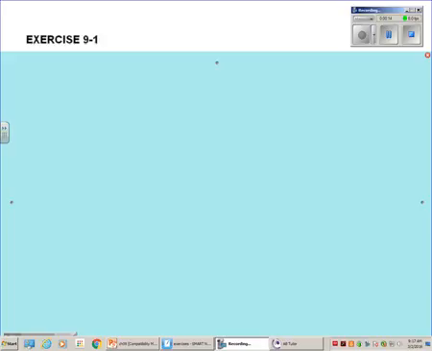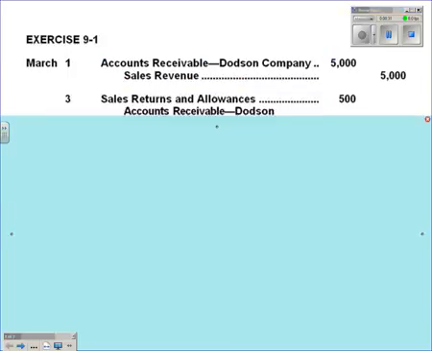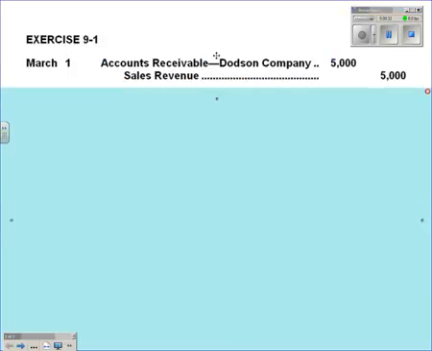Looks like presented below are transactions for Molina Company. She sells large quantities to other companies and also sells products to the small retail outlet. Sold merchandise on account to Dodson for $5,000, terms 2, 10, and 30. Are we concerned with the 2, 10, and 30 just yet? No. That's nothing new. March 1st is nothing new. AR went up, sales revenue went up by $5,000.